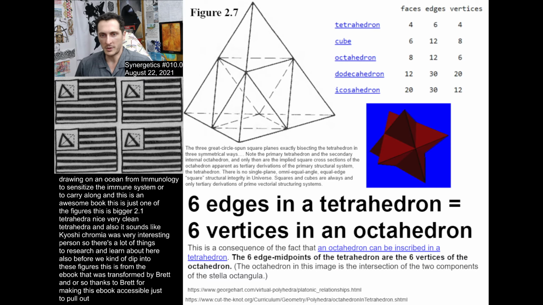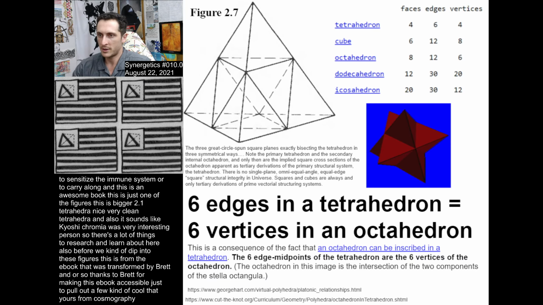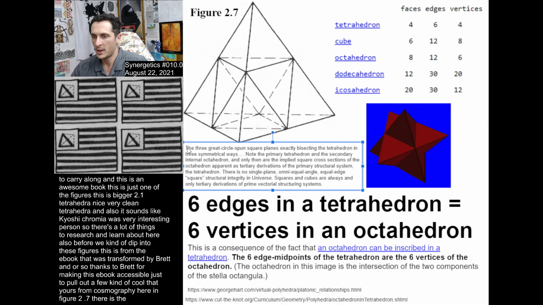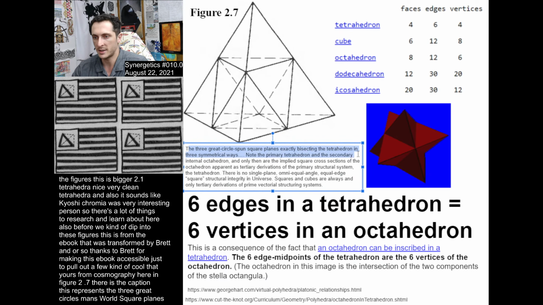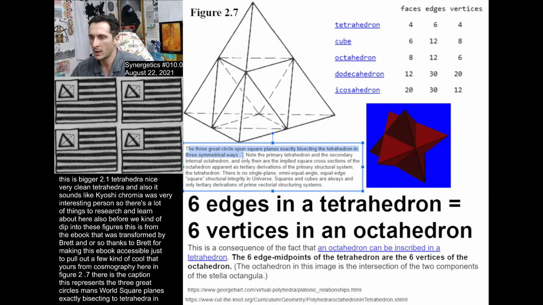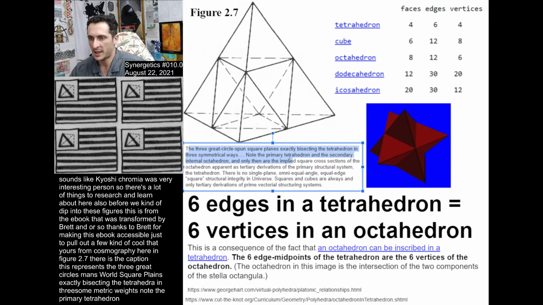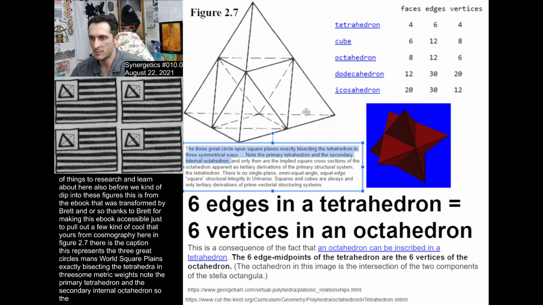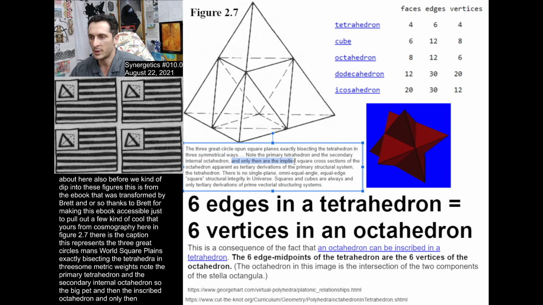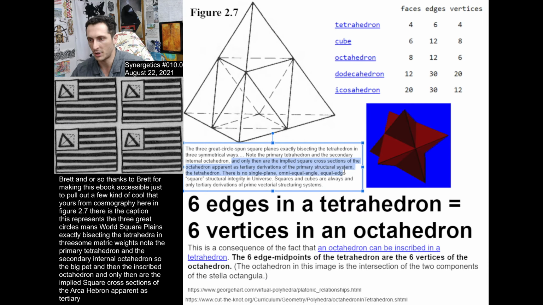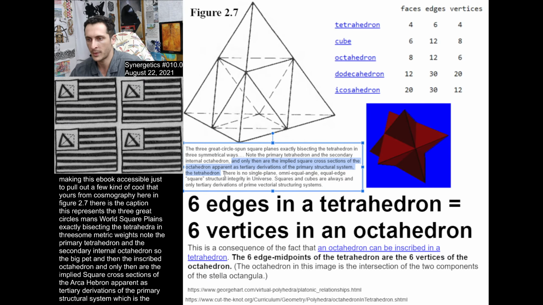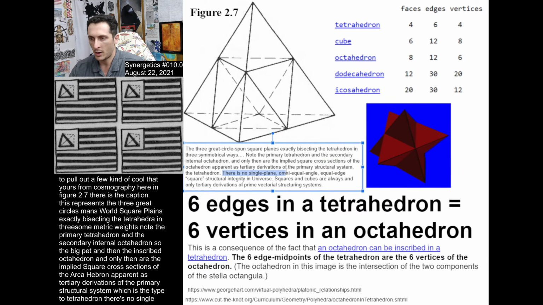Just to pull out a few cool figures from Cosmography. Here in figure 2.7, there is the caption: This represents the 3 great circle-spun square planes exactly bisecting the tetrahedra in 3 symmetric ways. Note the primary tetrahedron and the secondary internal octahedron, so the big tet and then the inscribed octahedron. And only then are the implied square cross-sections of the octahedron apparent as tertiary derivations of the primary structural system, which is the tetrahedron.